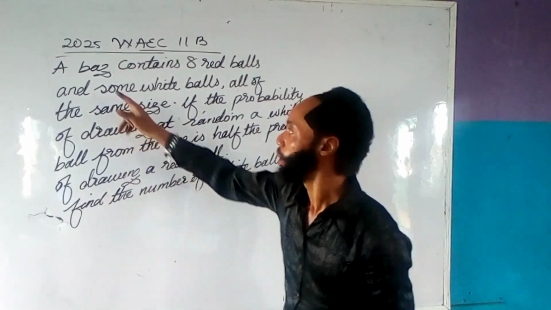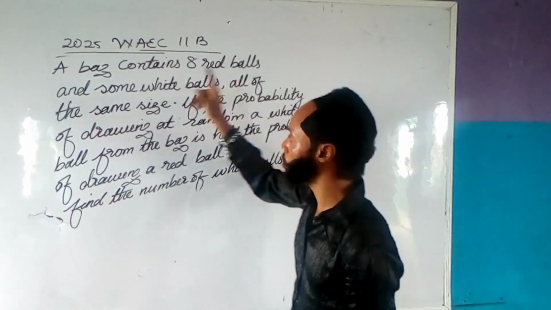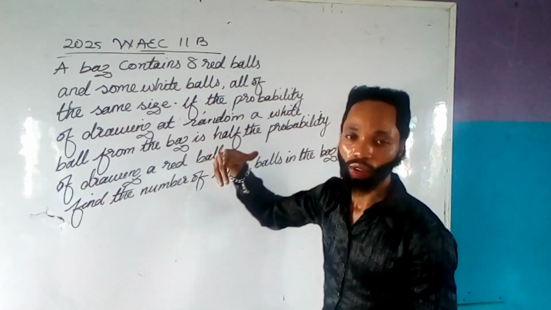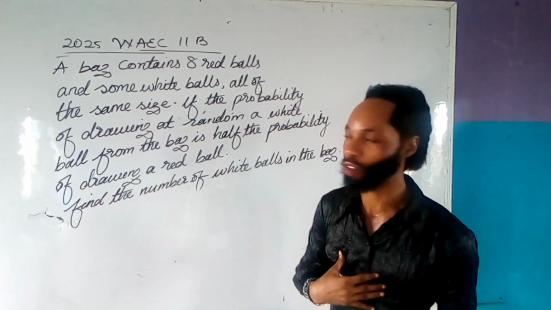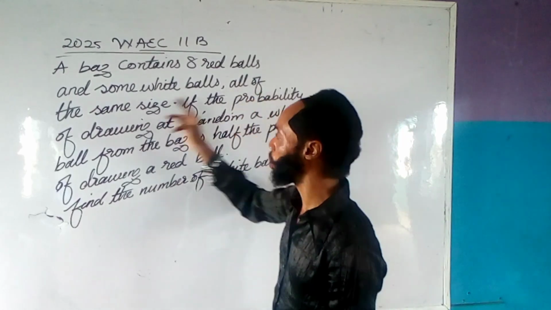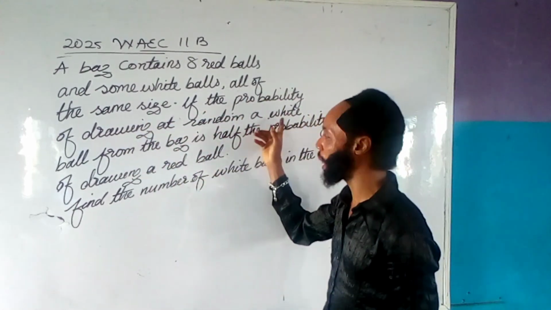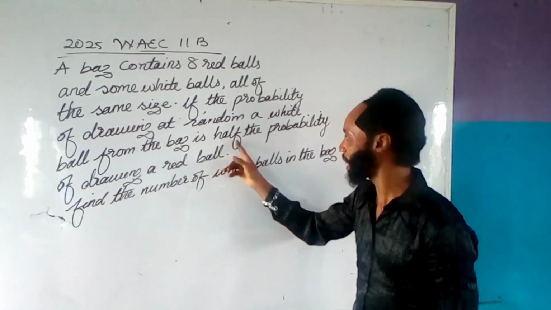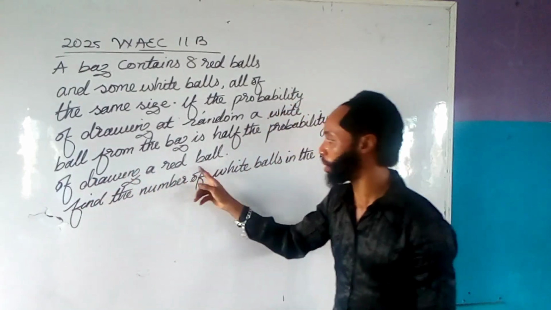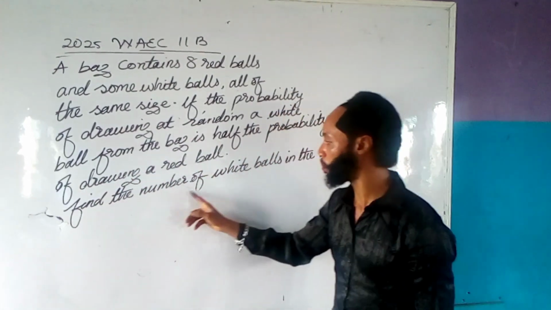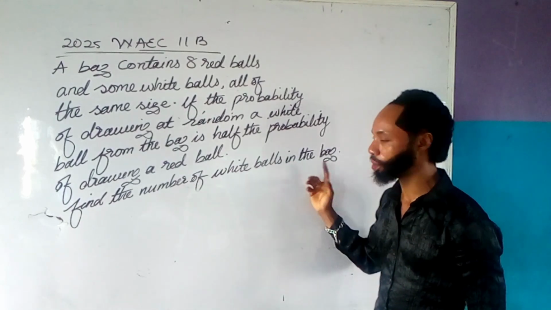Let me read it. A bag contains 8 red balls and some white balls. We are not told the number of white balls. They are all of the same size. If the probability of drawing at random a white ball from the bag is half the probability of drawing a red ball, find the number of white balls in the bag.